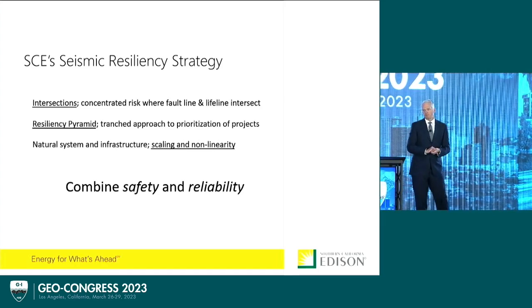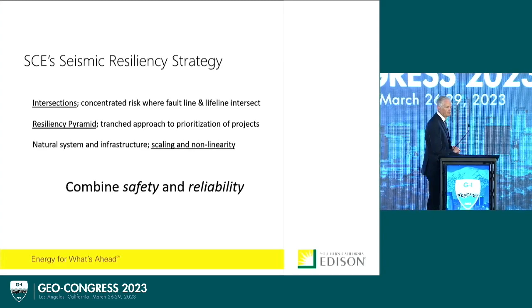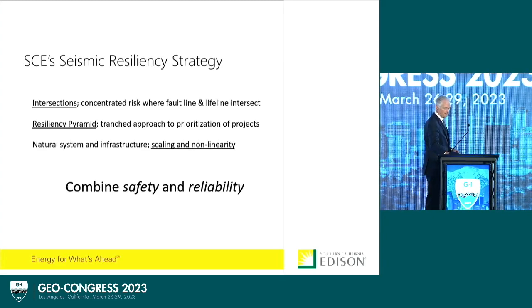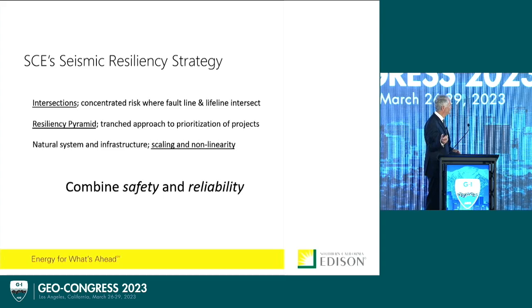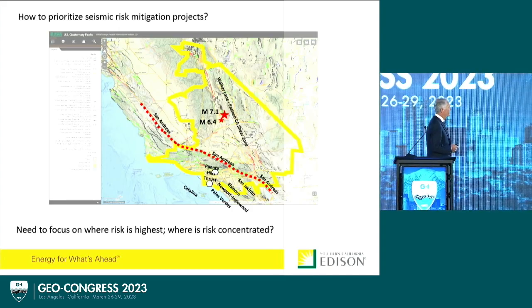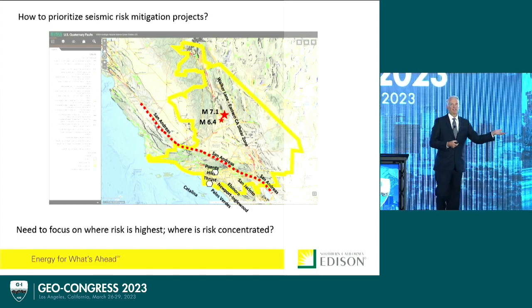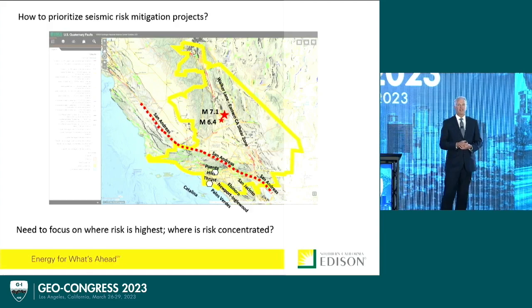Next slide, please. I better figure out how to do this here. There we go. So our service territory is the yellow line, and you can see it's diagonally cut by the San Andreas Fault in the red dashed line here.